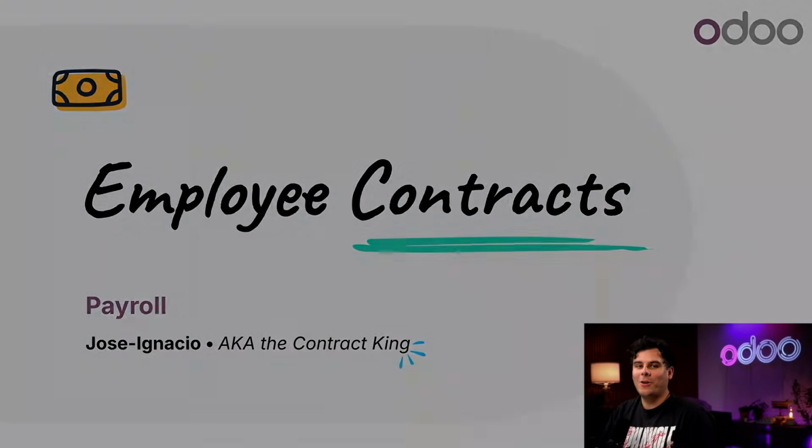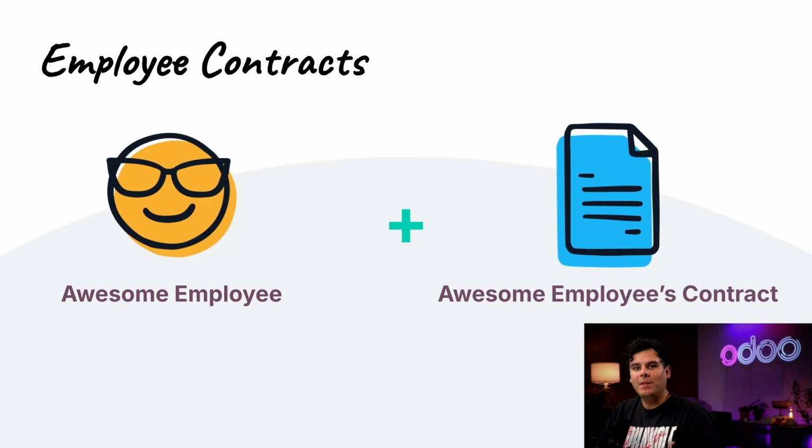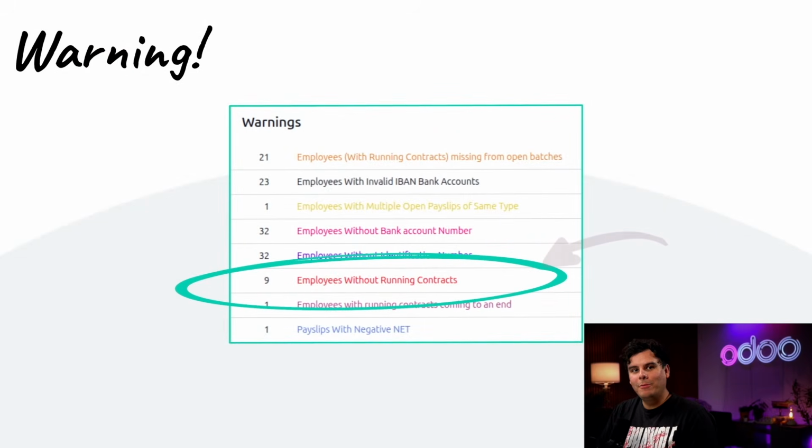Let's talk contracts. Employees must have an active contract to get paid. If they don't, an error appears as a warning on the payroll app's dashboard, letting you know that payroll can't be processed for that employee. Now that we've hired our first summer intern, we need to make a contract. So let's hop into our database and create some contracts.